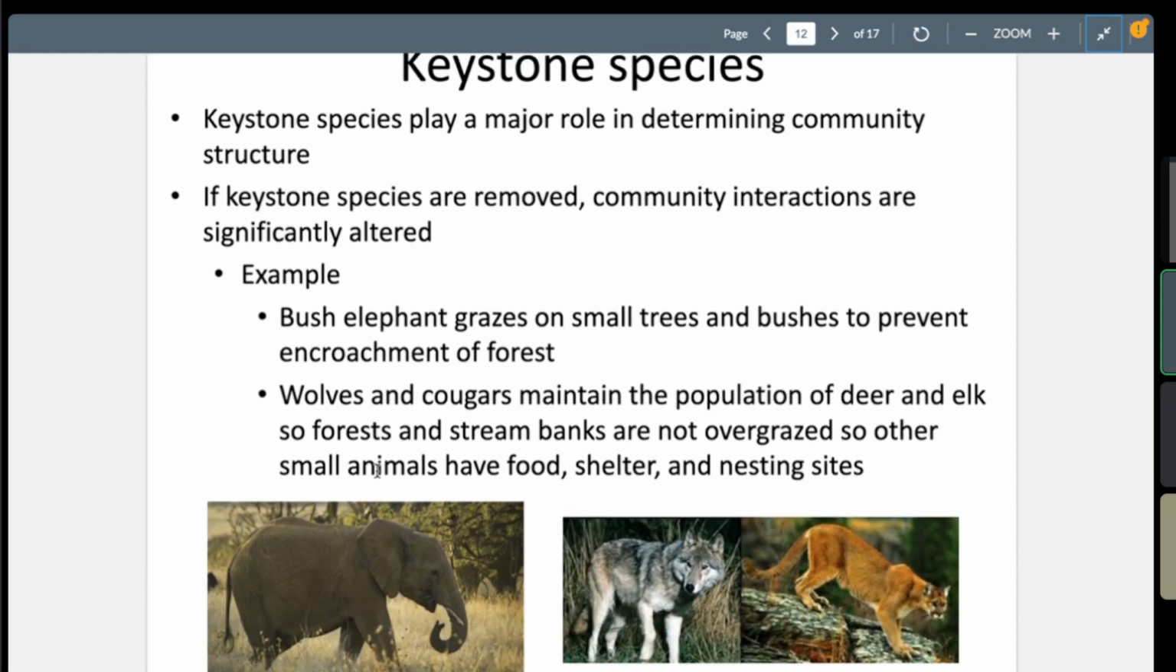So, keystone species. What's a keystone species? A keystone species plays a major role in determining community structure. They're species that, once removed, can cause a lot of consequences. When keystone species are removed, competitor interactions are significantly altered. For example, we have the bush elephant that grazes on small trees, and the wolves and cougars that maintain the population of deer and elk. If wolves are killed en masse, the population of deer and elk can multiply, and that can cause overgrazing. Because wolves and cougars exist, they prevent the overgrazing, so small animals have food, shelter, and nesting sites.